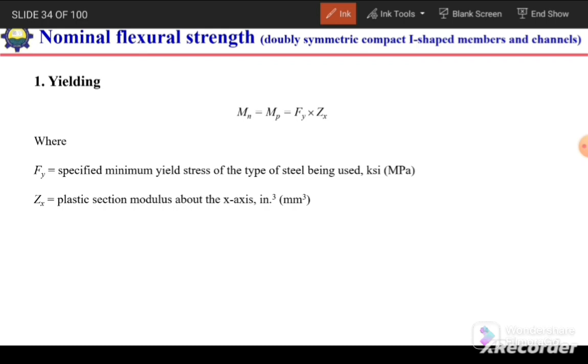The first one is the nominal capacity corresponding to yielding. In the case of yielding, the nominal capacity can be calculated as Mn is equal to Mp, and it is equal to Fy times Zx. Meaning the section is yielding completely and we are reaching the plastic moment capacity of the section. This is only possible when there is no lateral torsional buckling and there is no local instability.